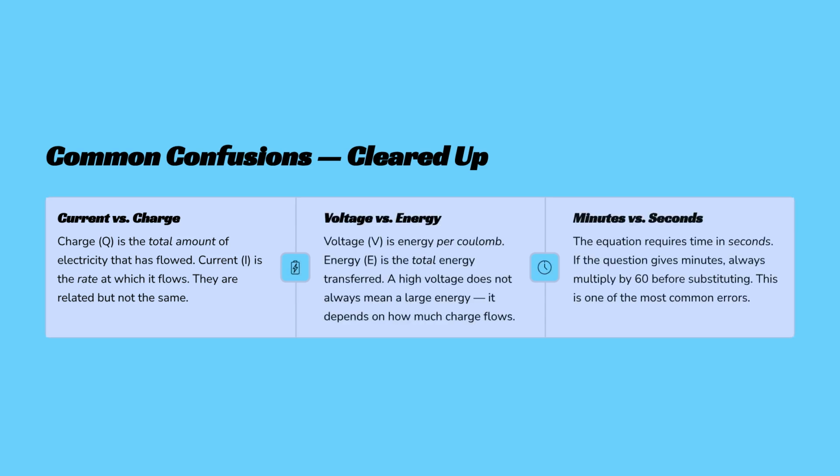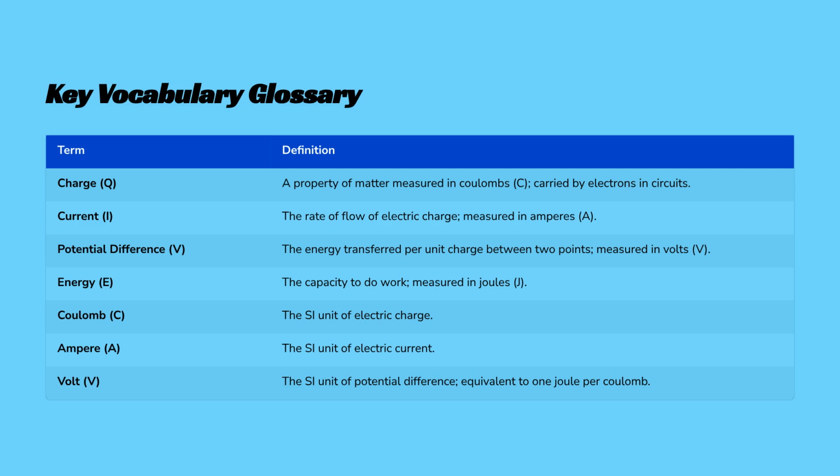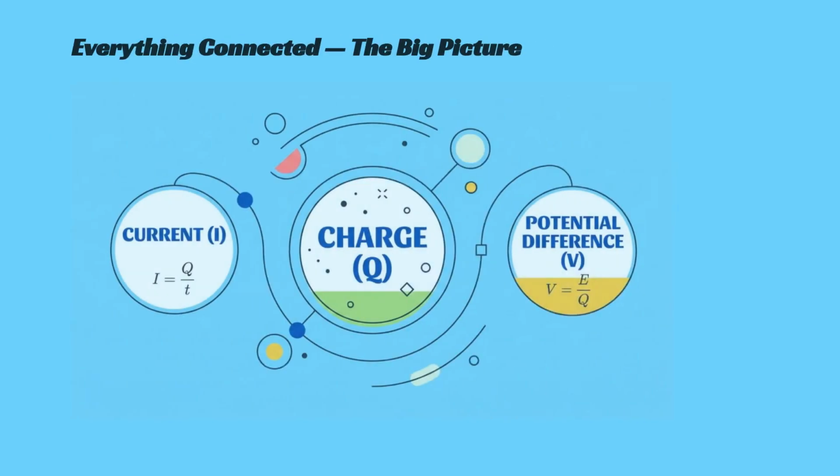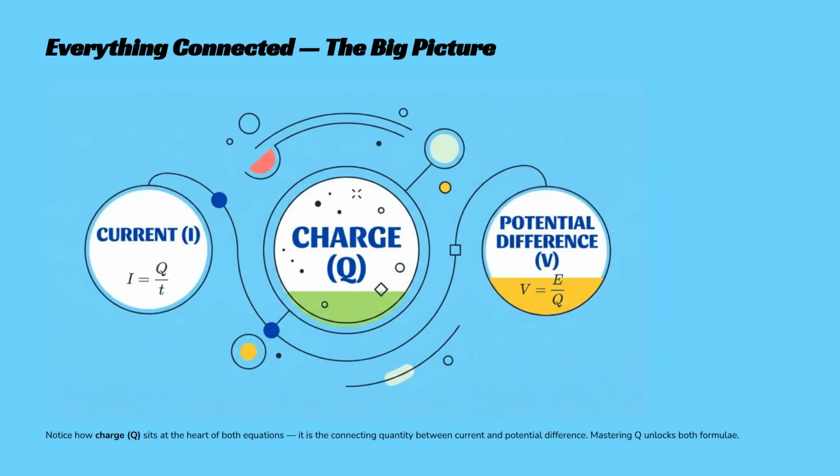Don't forget to convert minutes to seconds. This glossary outlines the key terms you need to know, from charge and current to potential difference and energy, along with their respective SI units like coulombs, amps, and volts. Everything is connected. Notice how charge sits at the heart of both major equations. Mastering the concept of charge is the key to unlocking the physics behind these circuit problems.